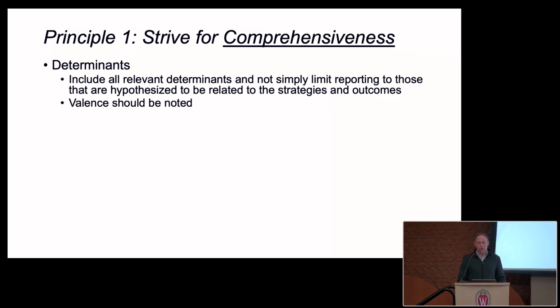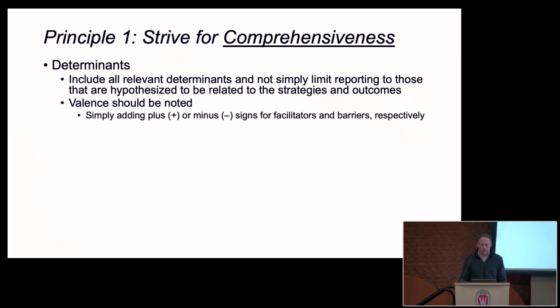The valence should be noted. So we saw a few examples in piloting this that people just said, capacity. That was what they put in over here on the logic model. We're like, okay, well, what does that mean? Do they have good capacity? Do they have bad capacity? Be more specific, okay? So at least indicate valence. Is this a barrier or facilitator? You can add just plus or minuses to indicate barriers, facilitators.